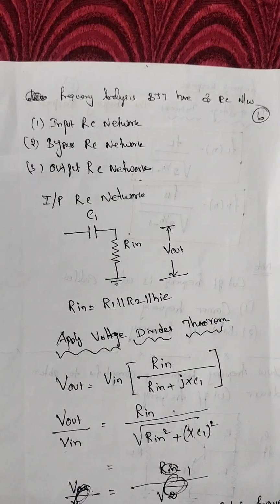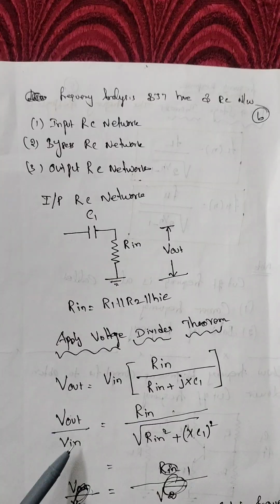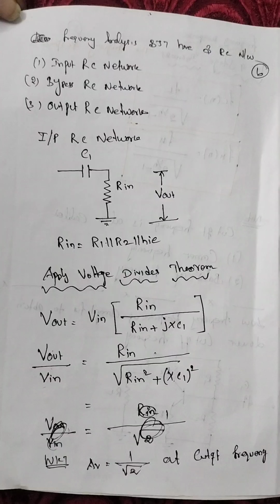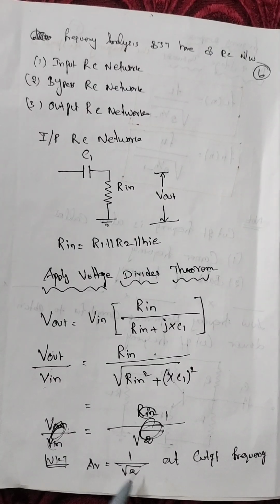Now V out by V in, output voltage by input voltage, is called AV, the voltage gain. What is voltage gain? Output voltage by input voltage. Now AV is nothing but 1 by root 2. The AV value is 1 by root 2.